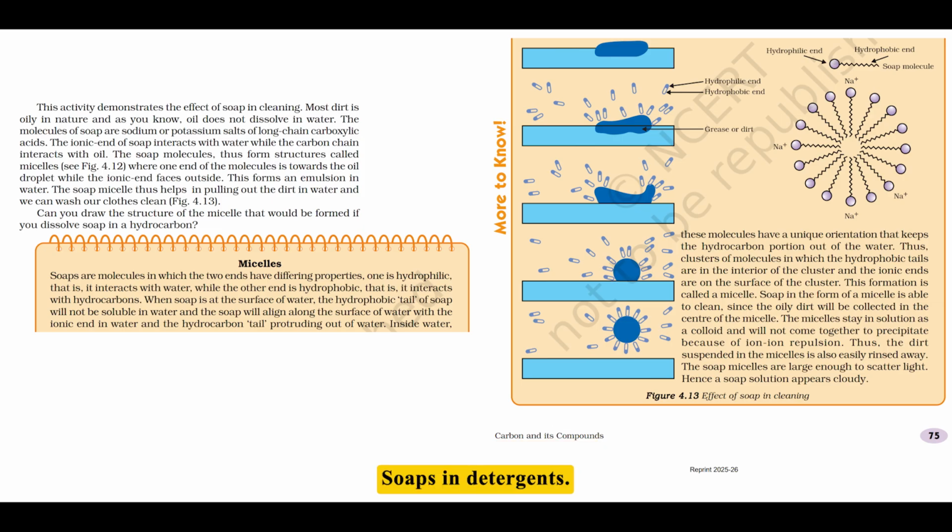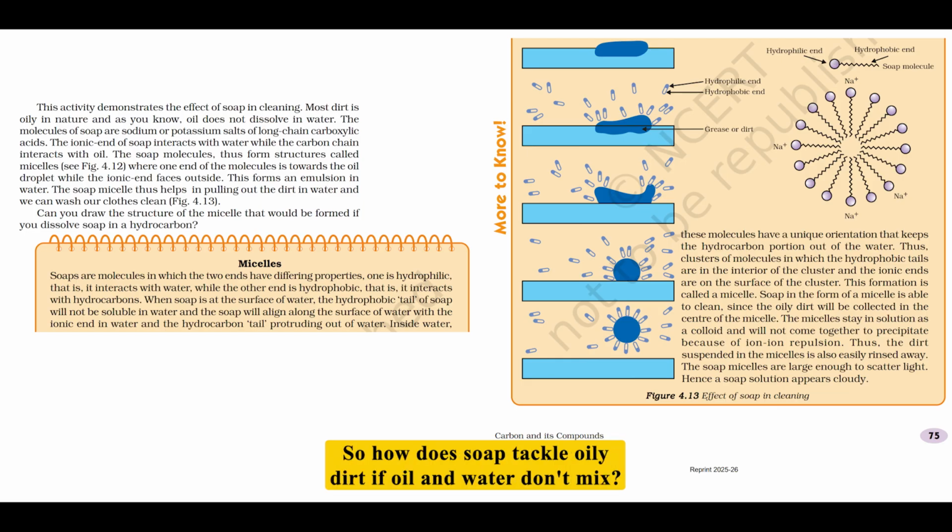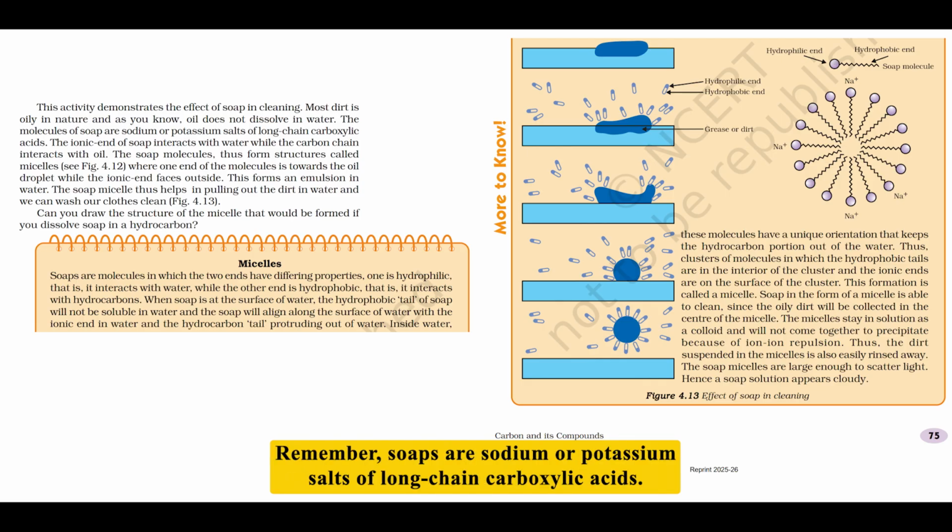Soaps and detergents. How do they actually clean? Yes. You mentioned saponification makes soap ingredients. Right. So how does soap tackle oily dirt if oil and water don't mix? It all comes down to the unique structure of the soap molecule itself. Remember, soaps are sodium or potassium salts of long-chain carboxylic acids.